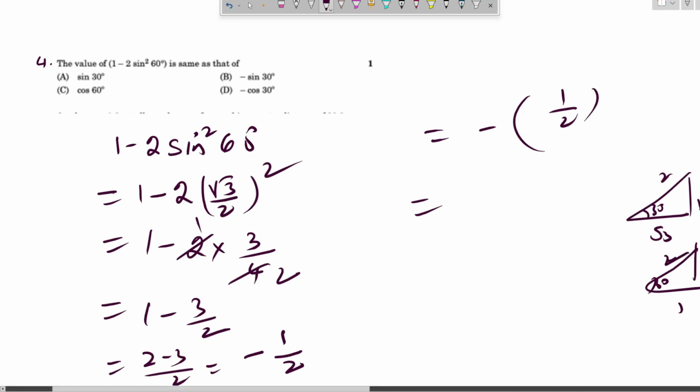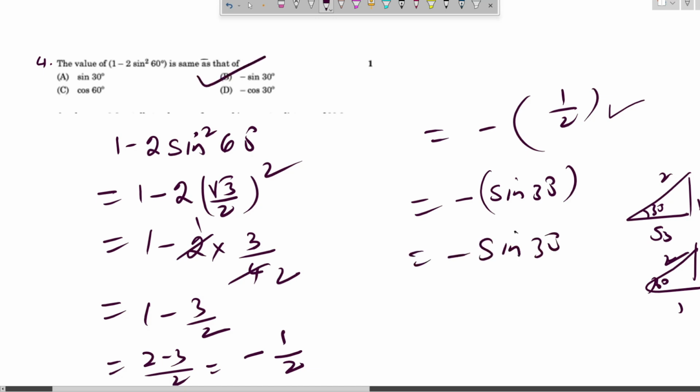So here 1 by 2 is for sin 30. Right? So write sin 30 degree. Therefore it is minus sin 30 degree. So option B is correct.